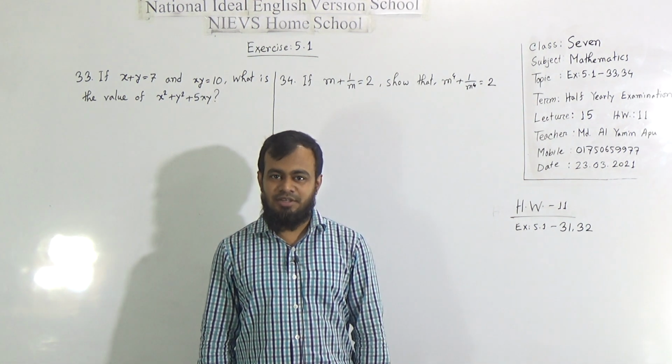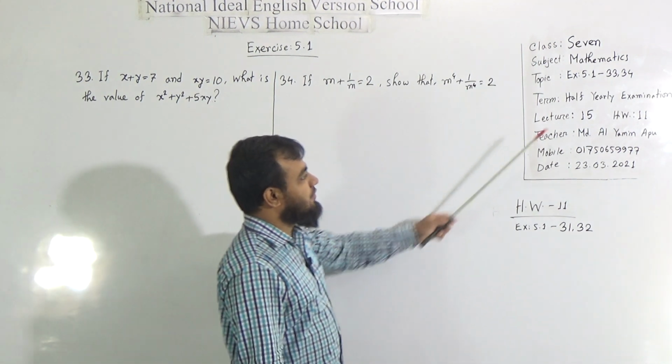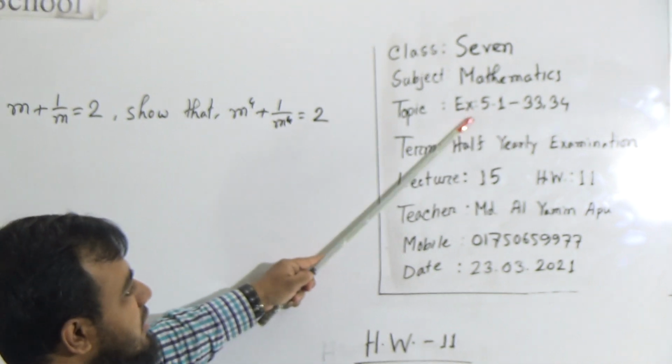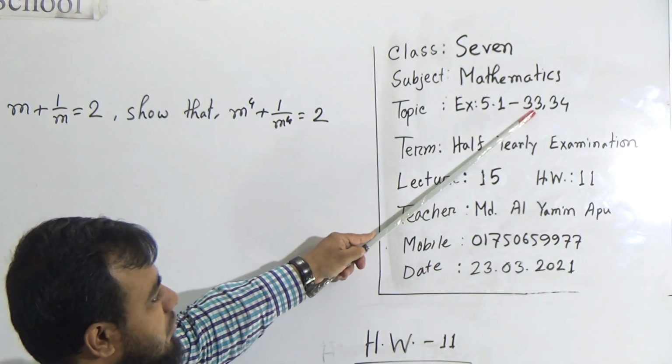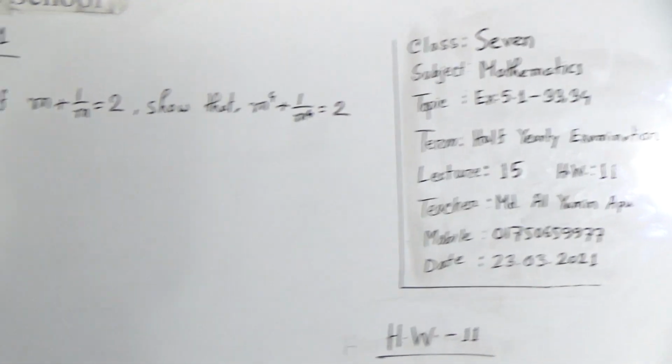Today I am going to take a math class for the students of class 7. My dear students, our today's lecture number is 15 and you have a homework. Your homework number is 11. Our today's topic is exercise 5.1. We will solve two questions today, 33 and 34. Okay, now let's start, my dear students.